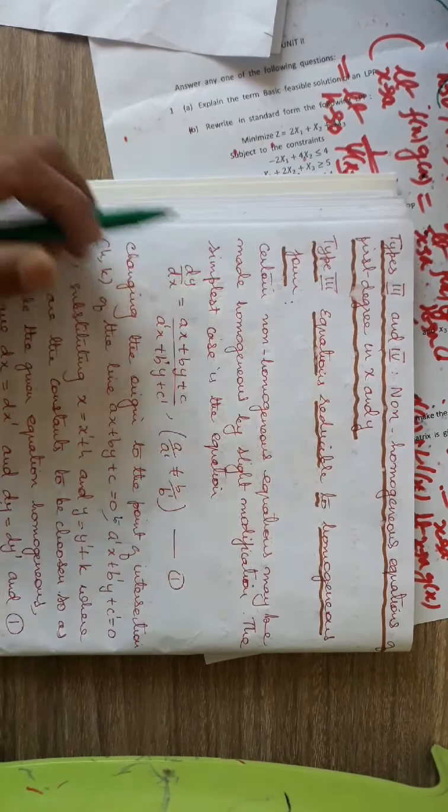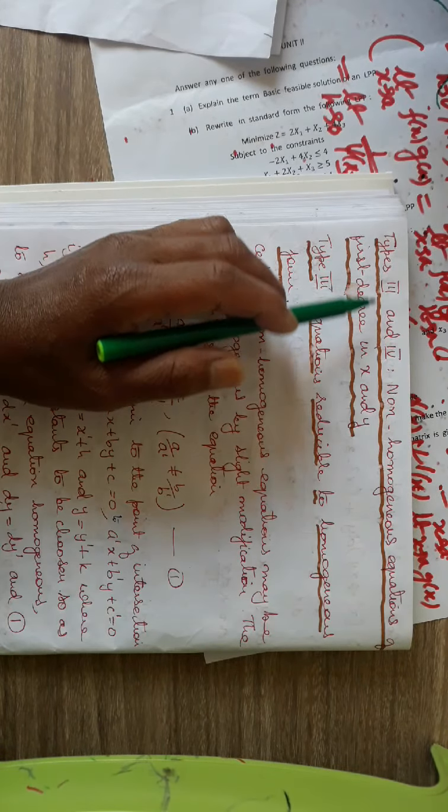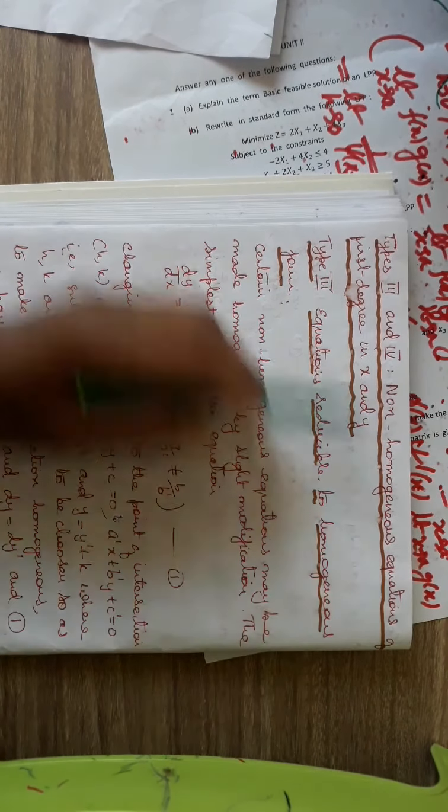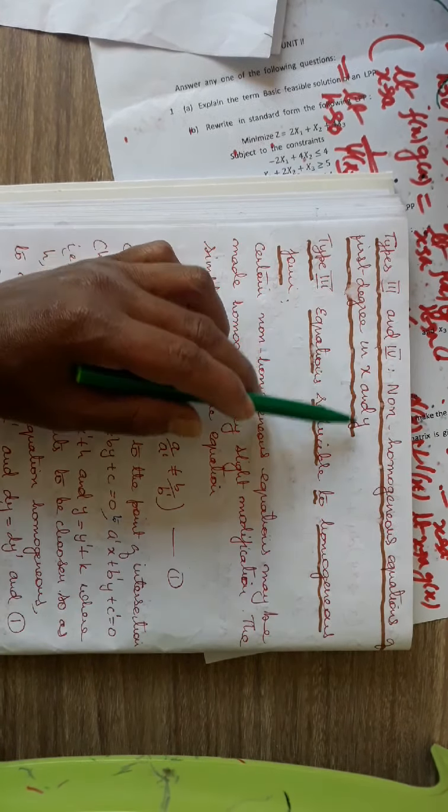So now we come to the next part. So far I have discussed the homogeneous equation. Now we come to non-homogeneous equations of first degree in x and y. There are two types of it, type 3 and type 4. So let us see type 3, that is, any equation reducible to homogeneous form. How to reduce a differential equation to homogeneous form.